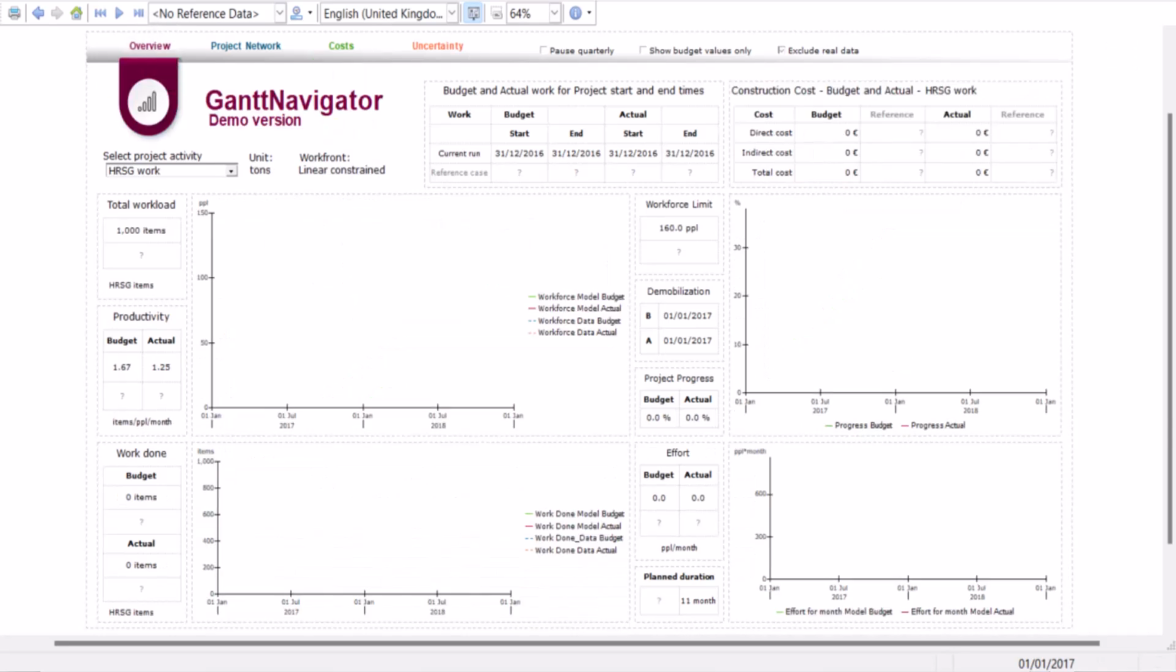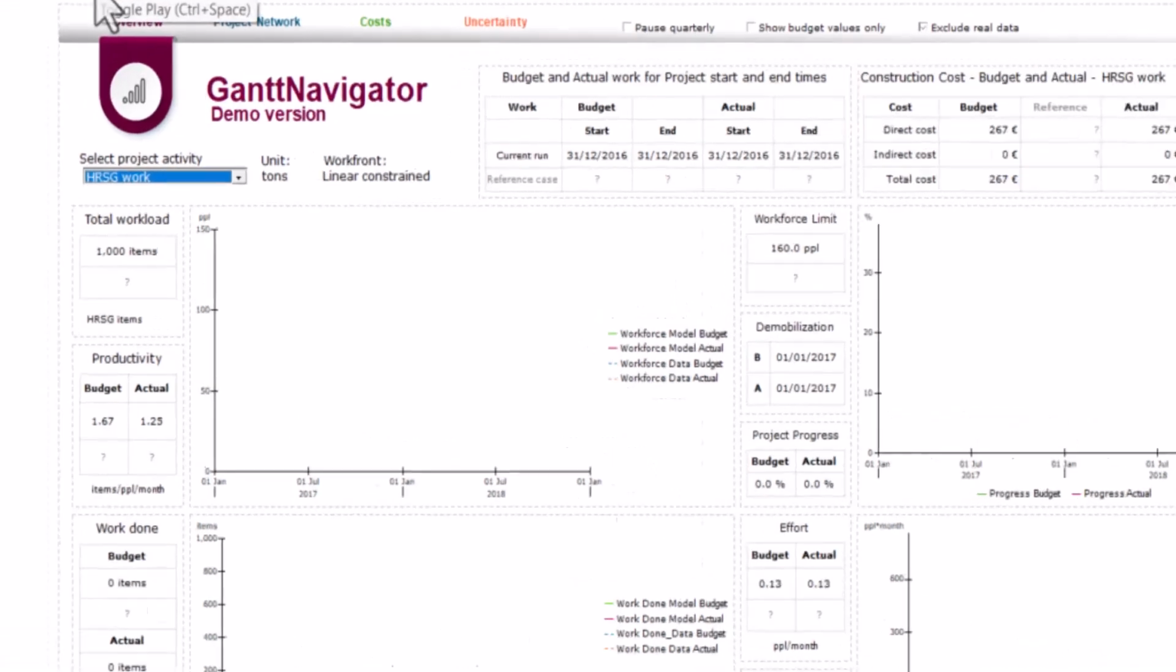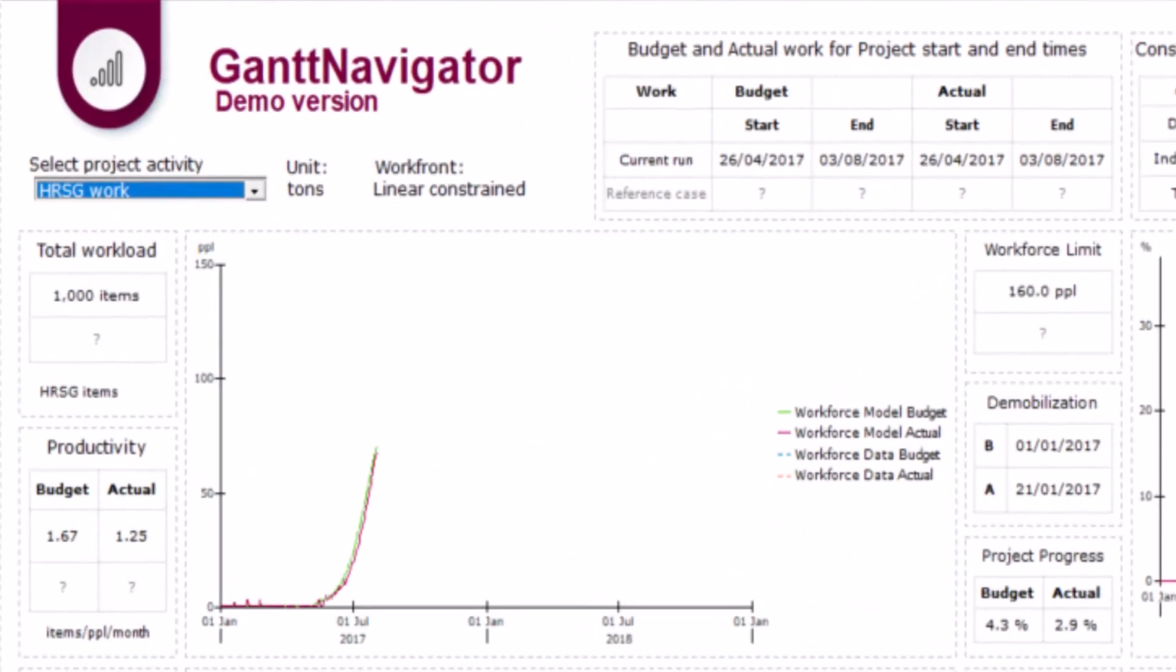The next work package we will look at is the structural work of the heat recovery steam generator. Similarly to civil work, we see the requested workforce distribution and an actual 25% lower productivity than the budget one. Running the simulation, we find that the target workforce has a topology of a linear structure. The control function keeps the target time by increasing the resources over the target. Worth mentioning is also the output of the demobilization dates.